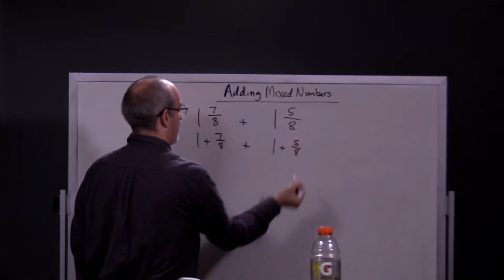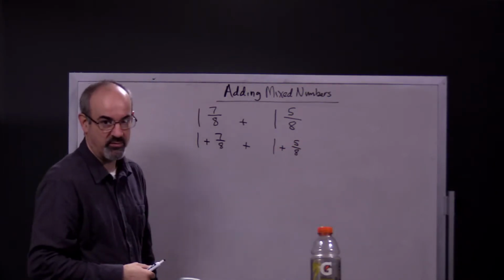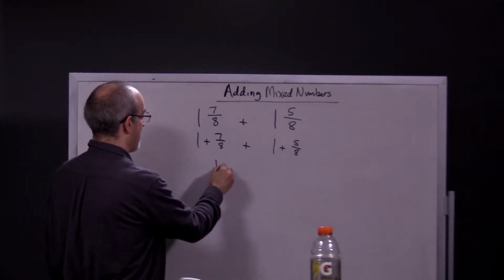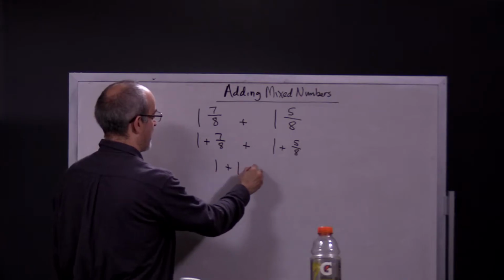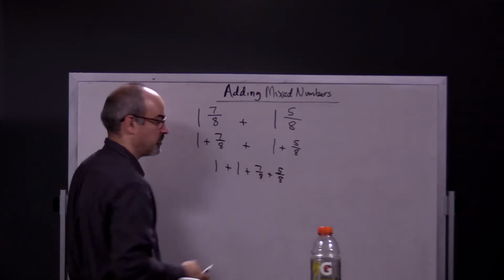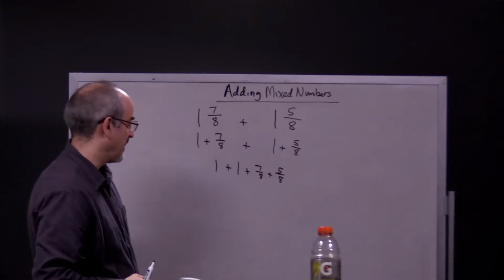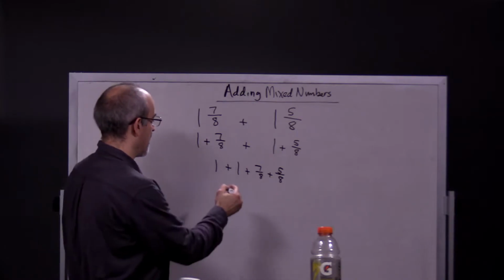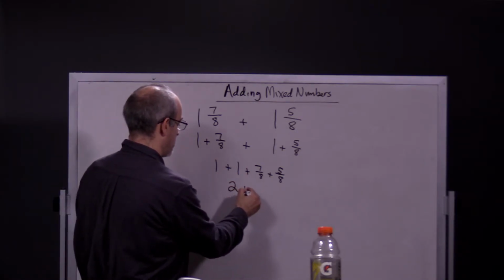Okay. Remember that addition is commutative. You can move things around. So I'm going to rewrite this as 1 plus 1 plus 7/8 plus 5/8. Okay, you can do that. I just rearranged everything. 1 plus 1 is 2.